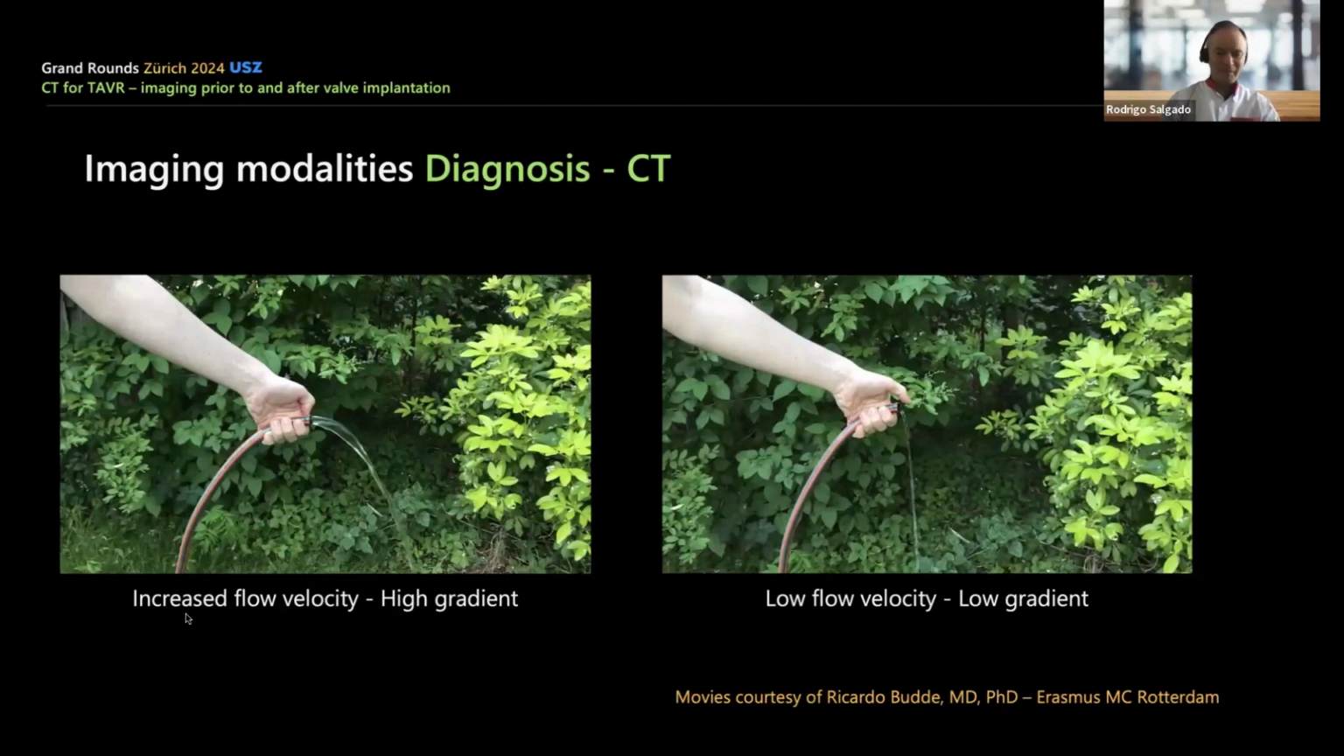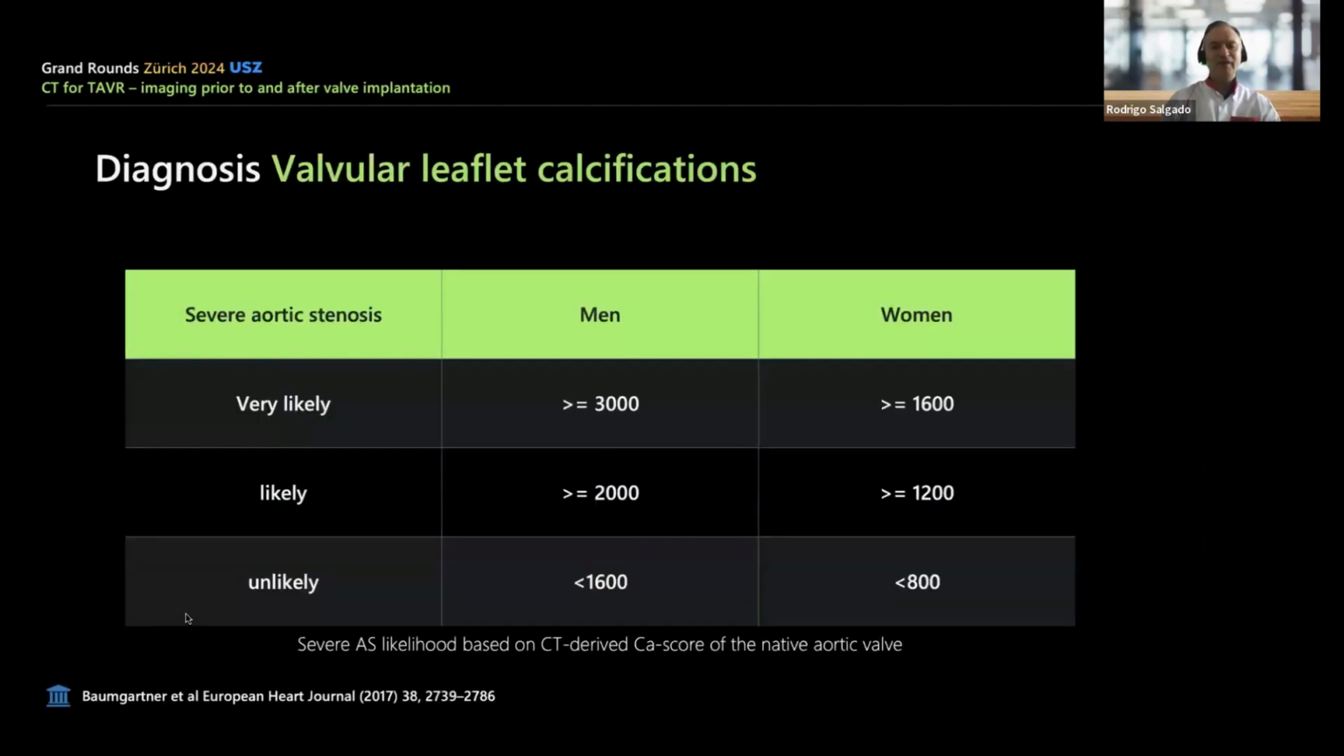And this is a very problematic thing because with ultrasound, we cannot prove that this patient has severe aortic valve stenosis. But it has been shown that if you perform a simple Agatston score of the leaflet calcifications and you have at least 3000 Agatston score for men and 1600 for women, the chances that you have severe aortic stenosis are very likely, completely independent of your ultrasound diagnosis. And this is, of course, very helpful in these difficult cases.